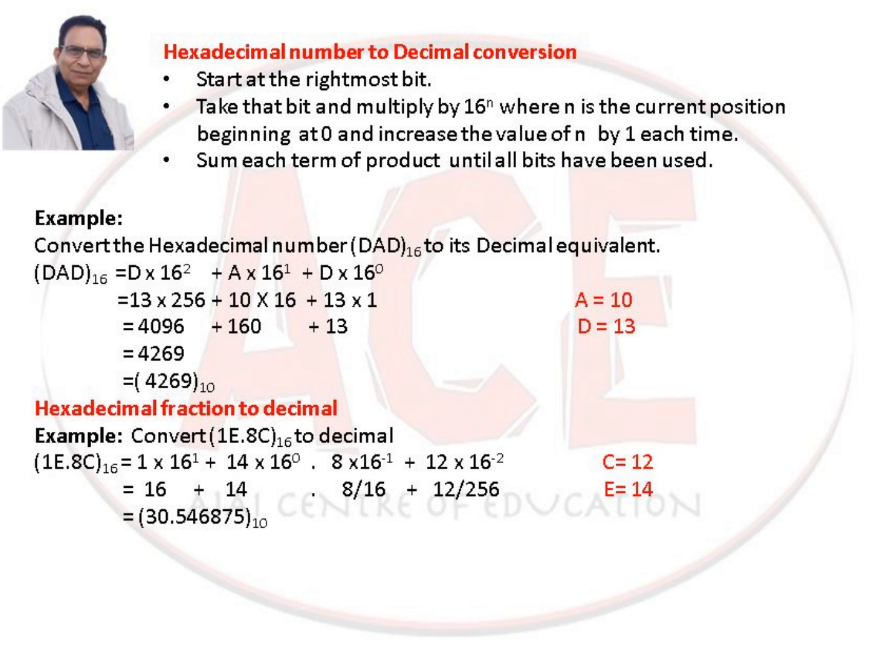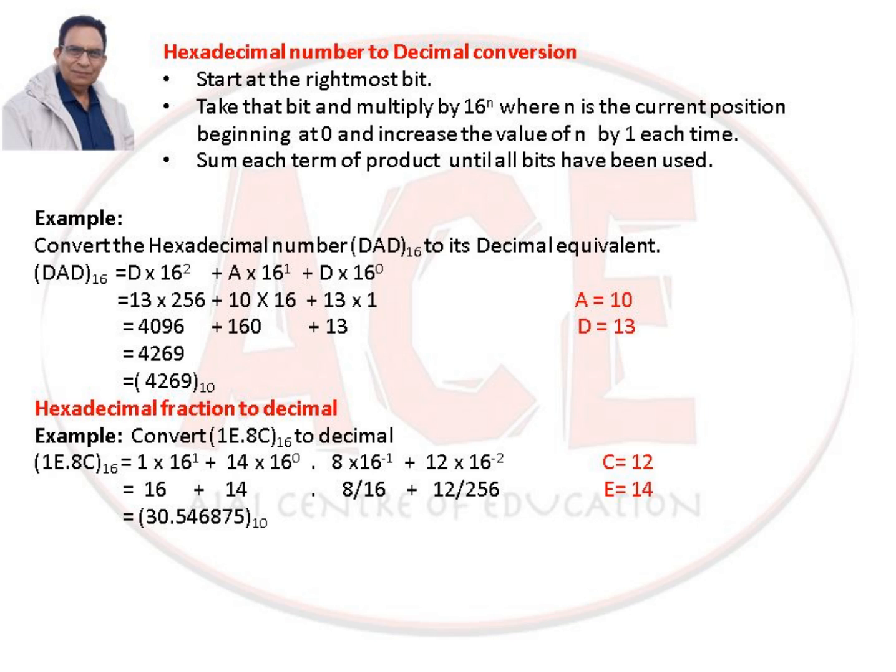Hexadecimal number to decimal conversion. Start at the rightmost bit, take that bit and multiply by 16 to the power n, where n is the current position of the digit, beginning at 0. We increase the value of n by 1 each time from right to left. Sum each term of the product until all bits have been used to get the desired decimal number.